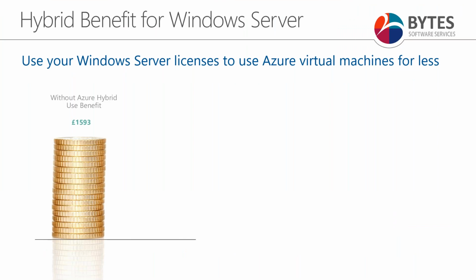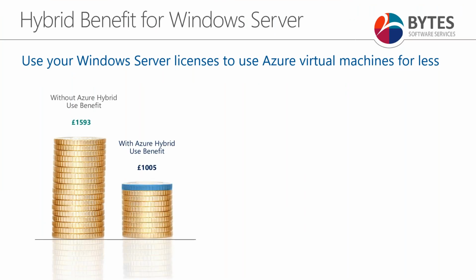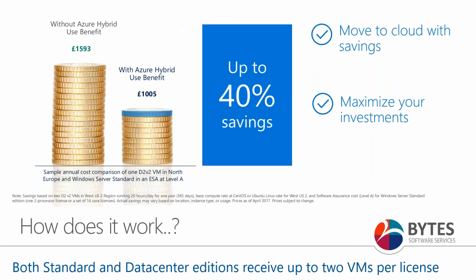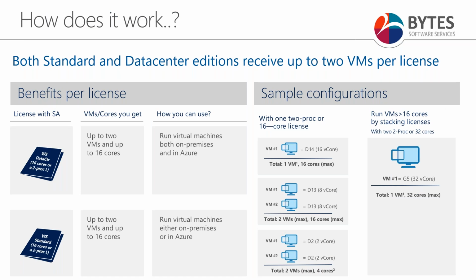So when looking at the Azure hybrid benefit, you can use your Windows Server licenses in Azure for less. Without the Azure hybrid benefit, you're looking at a higher cost. If you have current investments in Windows Server Standard and Data Center with software assurance, you can move these into Azure, and there are up to 40% savings to be had when using this method. So let's look at how it works.